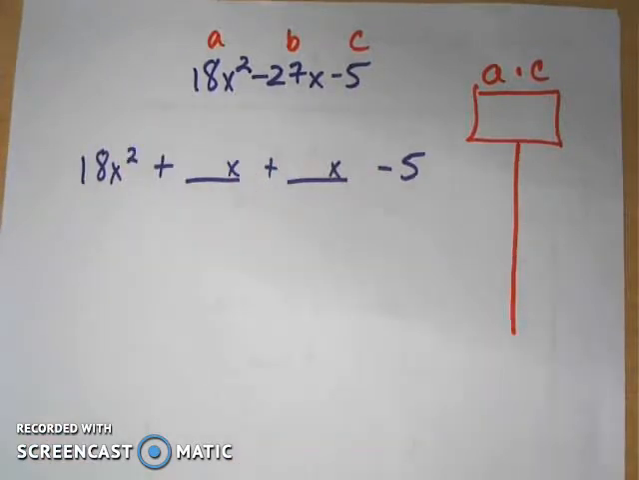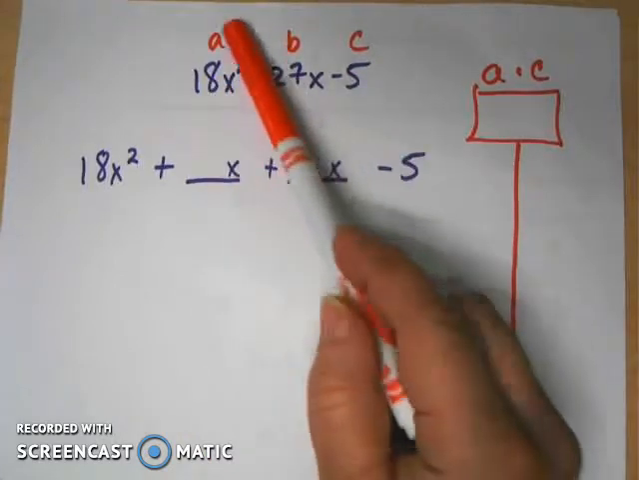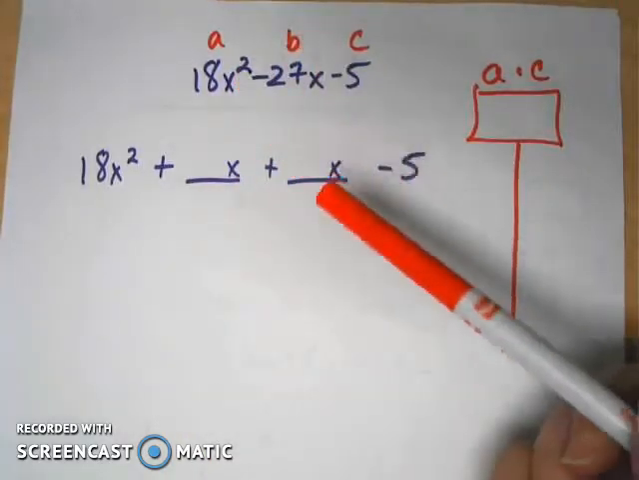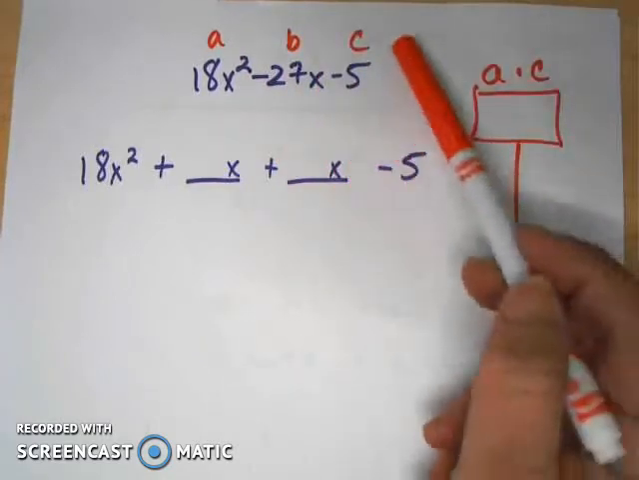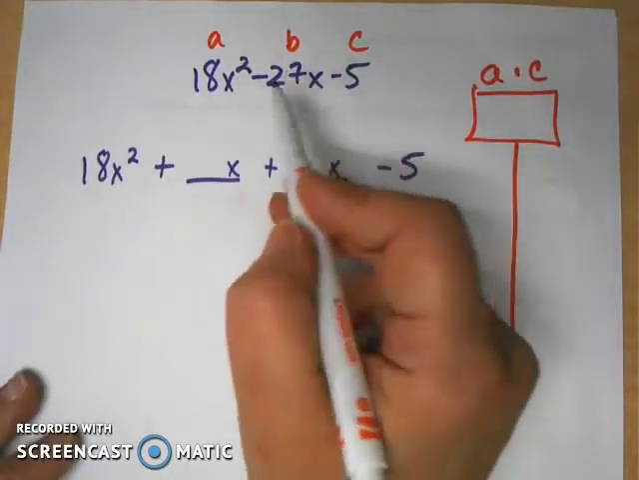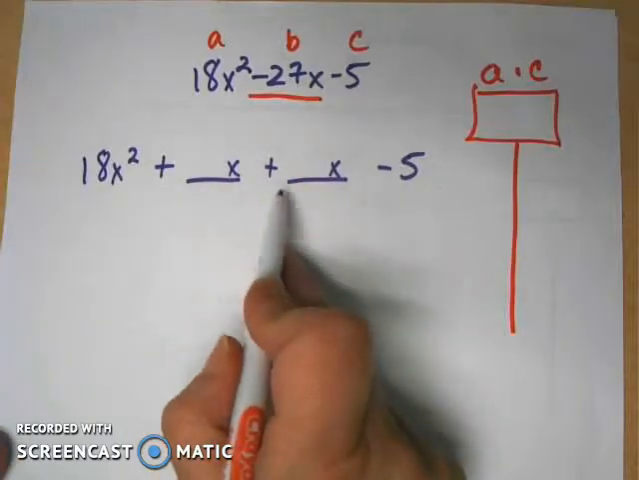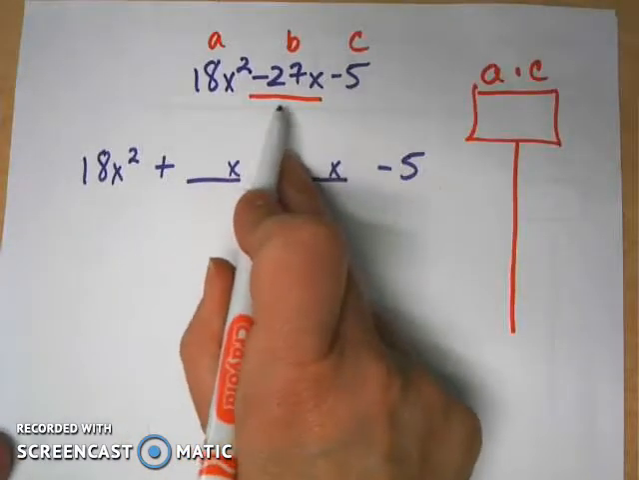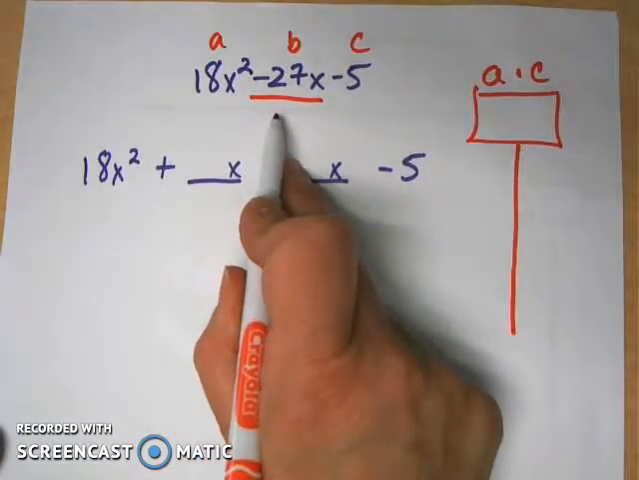So where we're going to start is we're going to first recognize that we have three terms in this quadratic. The A term is always the term with the power of 2. The B term is always the term with the power of 1, or the degree of 1, and the C term is always the constant. What we want to do is replace this B term with two other terms that when added together equal the B term, so that they are like terms that add up to equal this B term.